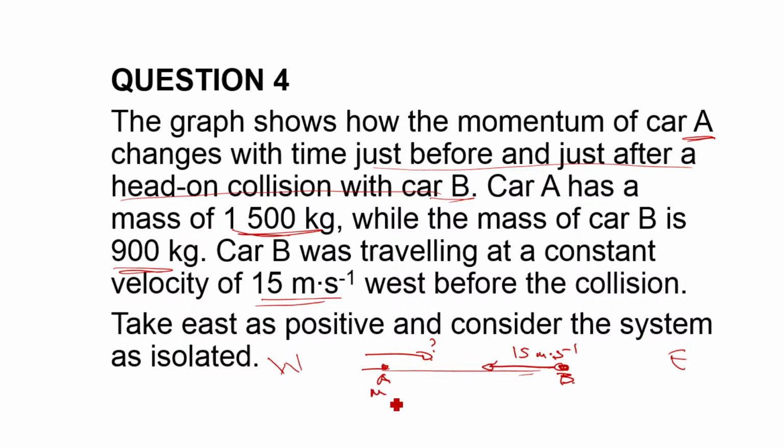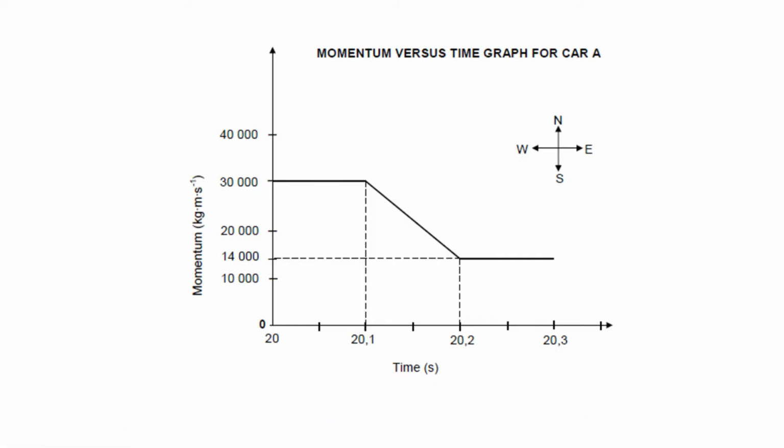The mass of A is 1,500 kilograms. The mass of B is 900 kilograms. Okay, east is positive. There we go. West is negative. Consider the system isolated. That means no net external forces. Okay, it's things like air resistance. Now I've analyzed the question, I understand it well.